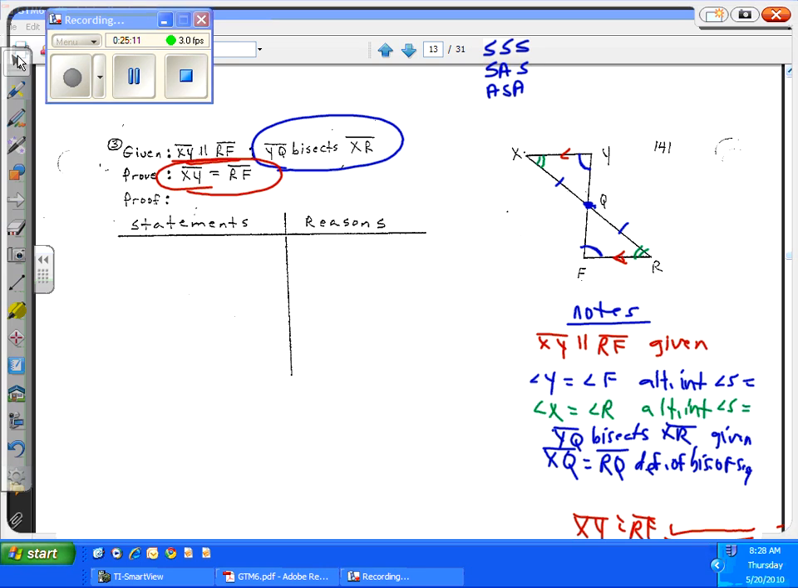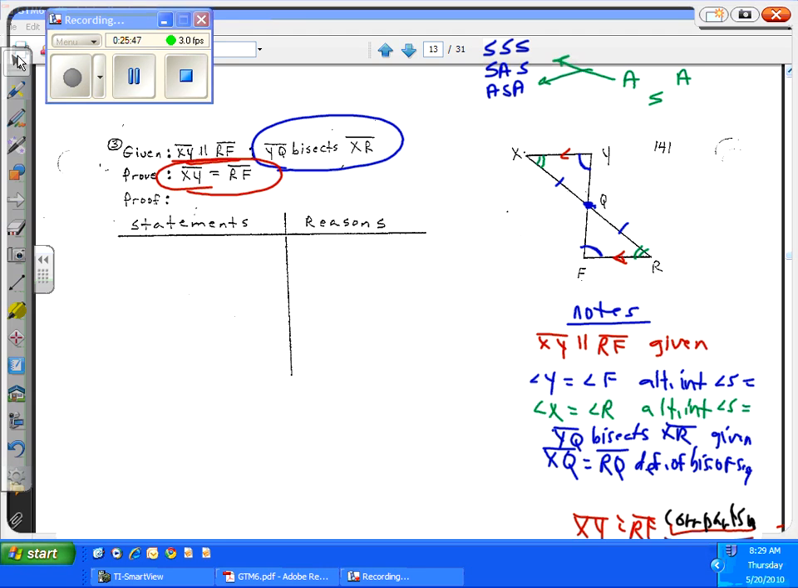We've got so far two angles and a side, which could lead us to one of these two methods of proving it. And so we're saying, well, if I could prove that the triangles were congruent, then I could say that those two segments are equal because corresponding parts of congruent triangles are equal.